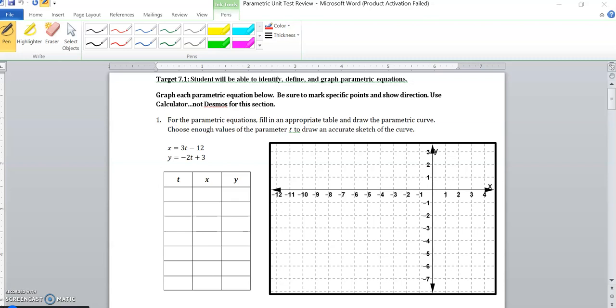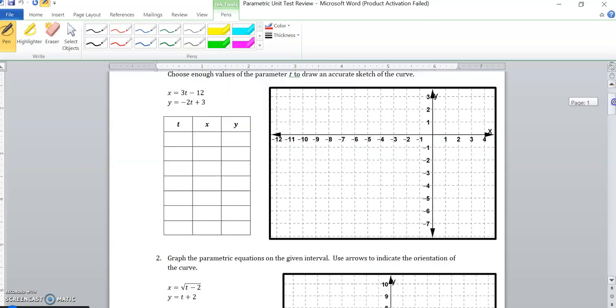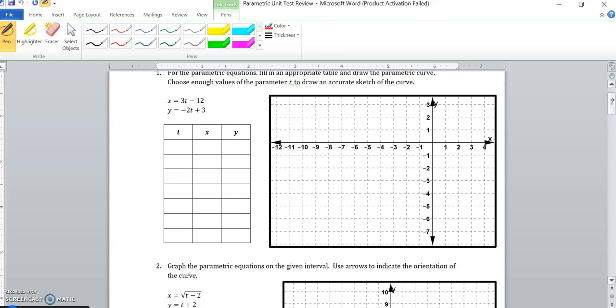This is our Unit 7 test review packet. I'll walk through this fairly quickly just because it is review, but I didn't want to get the video out just so you had it.